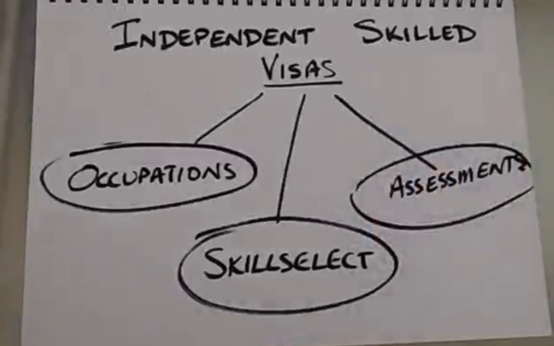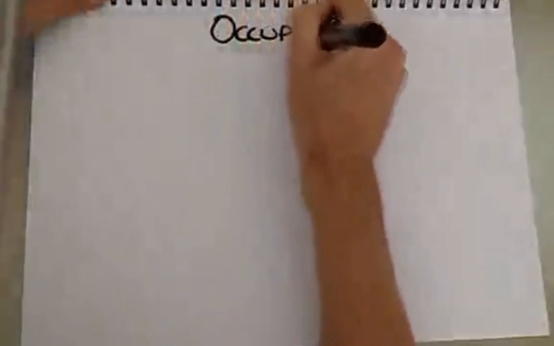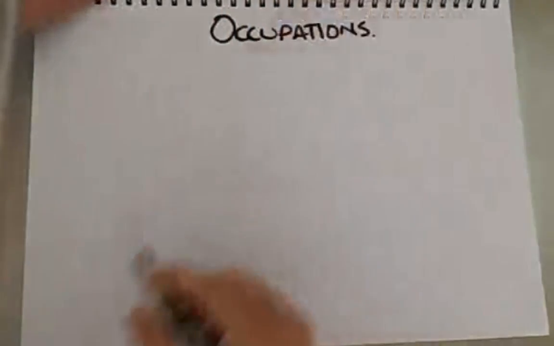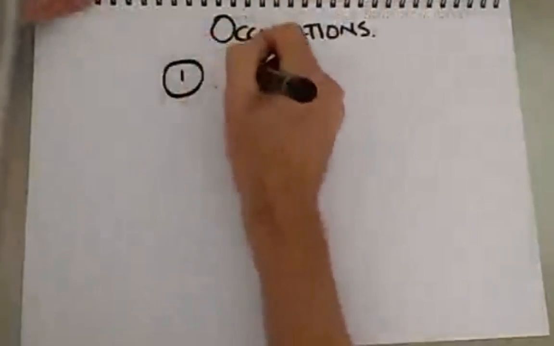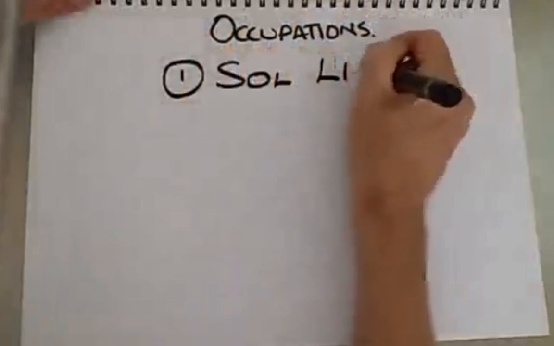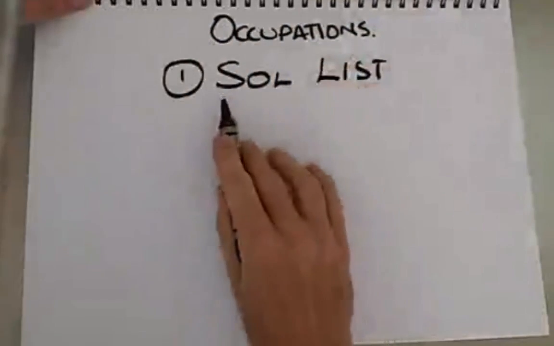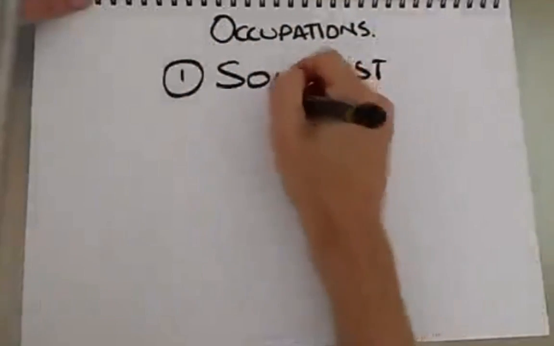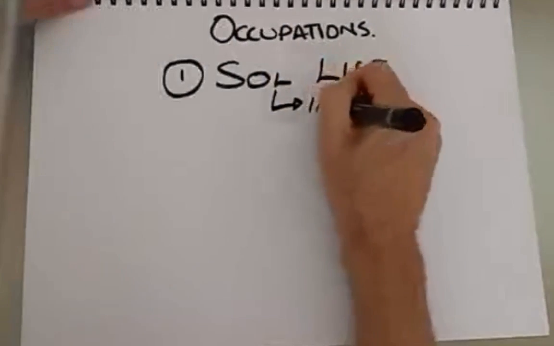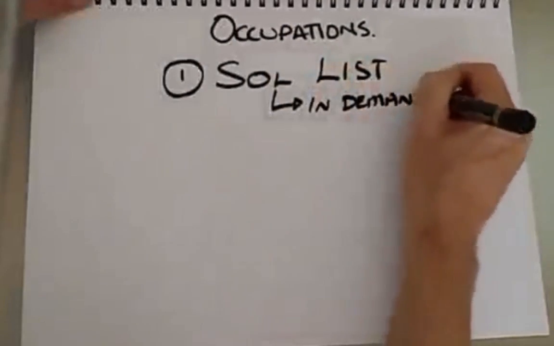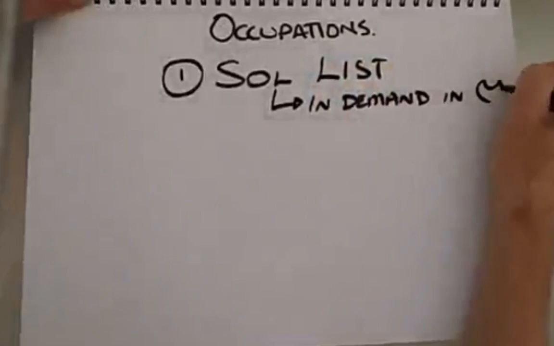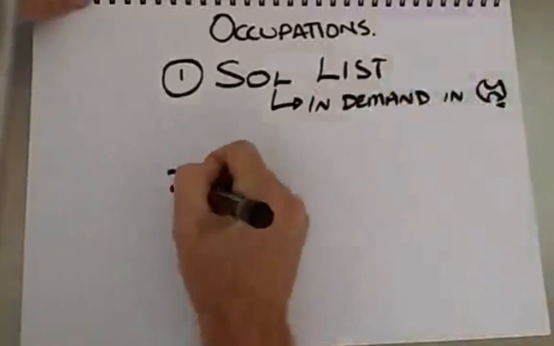So what we'll do is we'll begin with occupations. There are only specific occupations that can apply for an independent skilled visa. And these occupations are on the SOL list, SOL, which means Skilled Occupation List. And these are occupations in demand in Australia. The SOL list can be found, we'll provide a link below, to give you a list of all those occupations in English.